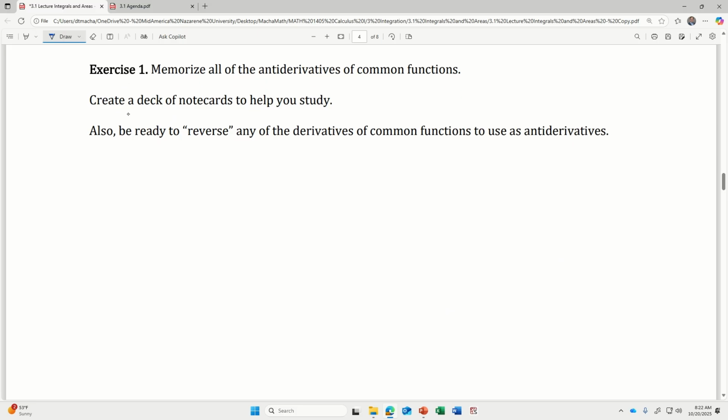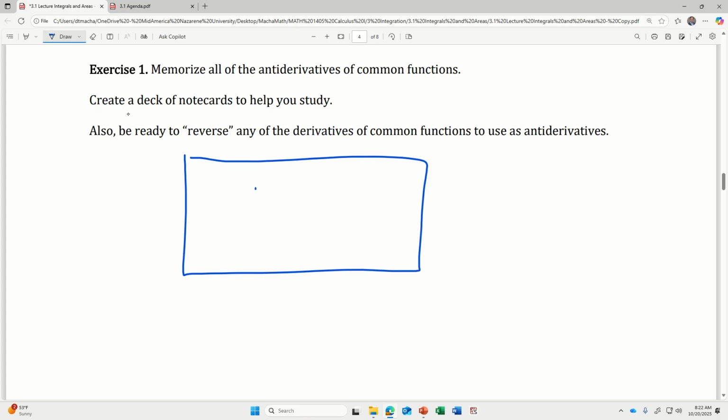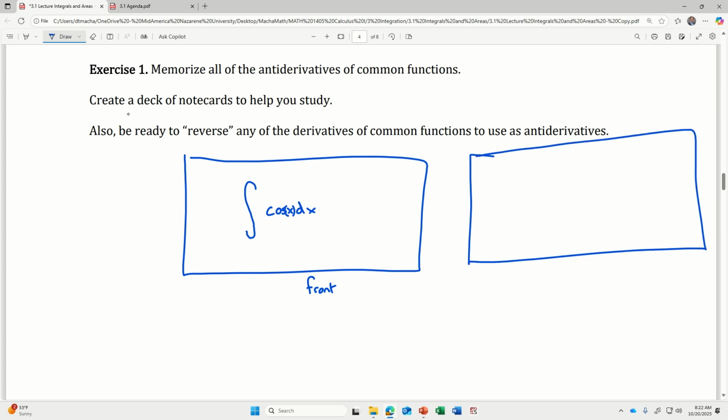Memorize all the antiderivatives of common functions. Just like we did on day 1 of this class, I would like you to make note cards, and the way your note cards should look is something like this. The front of your note card should say antiderivative of, I don't know, my mind's going blank. We'll say antiderivative of cosine. You're going to do this for all of your antiderivatives. And then the back of your note card is going to say sine plus c.